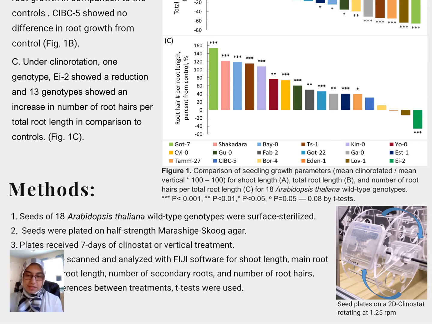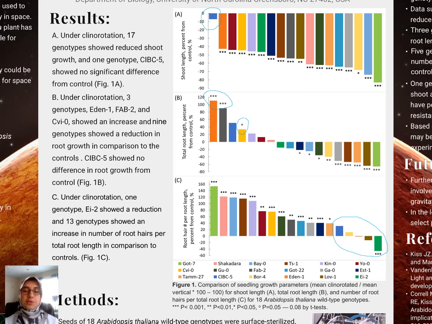So after the 7-day period, where half of the group of plated seeds of that genotype are placed on the clinostat and the other half placed vertically as a control, we take them off and we analyze them for several parameters, and 3 of the parameters are shown here, which is the shoot length, the total root length, and the number of root hairs per total root length. So to create these graphs, we assumed that the control groups had 100% growth, and then we took the percent difference of the treatment groups from the control groups to produce these bar graphs.